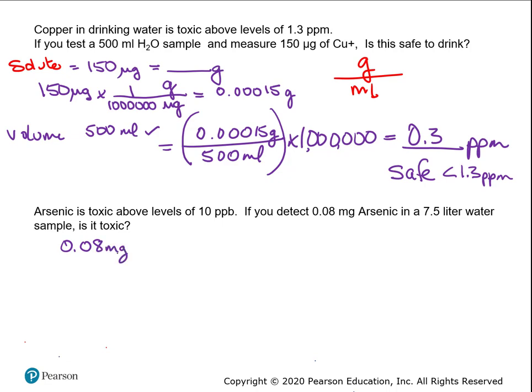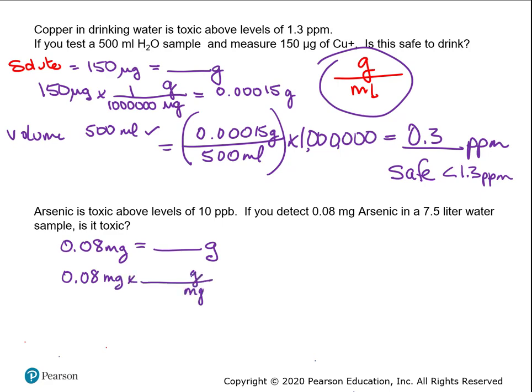0.08 milligrams. I've got to put it in grams, right? Because remember, this is the unit. I've got to put my solute in grams, put my volume in milliliters. So there's a single unit conversion there. Times and a line. Milligrams goes on the bottom. Grams goes on the top. Anytime you see milli, what goes in front? 1,000. Milli gets 1,000, grams gets the 1. 0.08 divided by 1,000. Really small amount, 0.00008 grams.